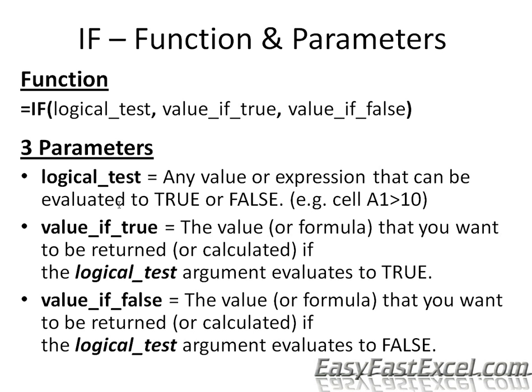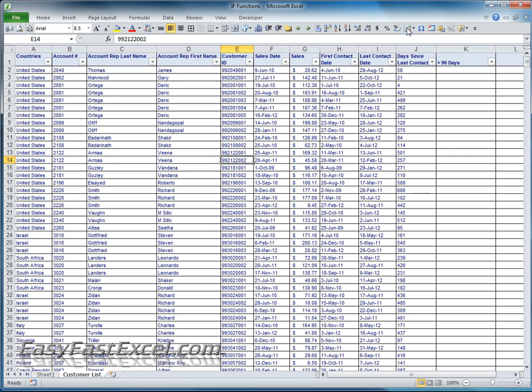So let's go ahead and jump straight into an example using the spreadsheet. In this example, we have a contact list, a customer list that we have used in the past in other videos. We have a column here for the last contact date, followed by another column, days since last contact. This is counting from today's date, October 26, 2012.